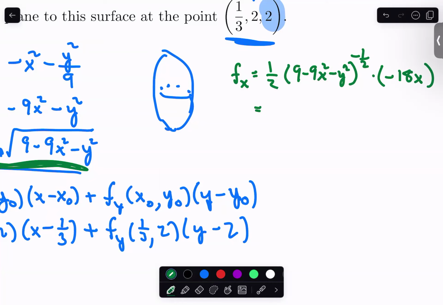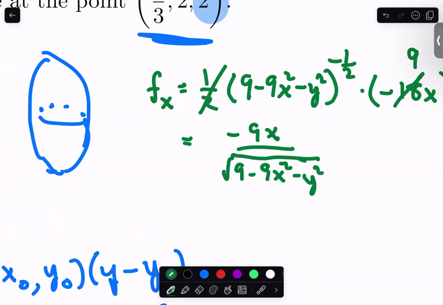We can simplify this a little bit, right? The 18 and the 1/2 will cancel out a bit, and we'll get 9. And so we'll have negative 9x in my numerator. And in my denominator, I'm going to write this as the square root of 9 minus 9x squared minus y squared. So again, I'm using up that negative 1/2 power I saw there. The negative piece means that it's really in the denominator. And then the 1/2 means that there's a square root.